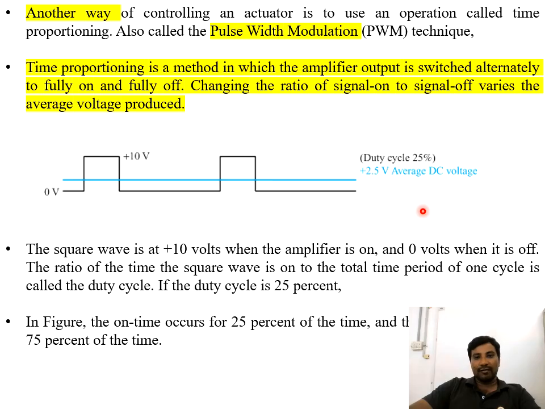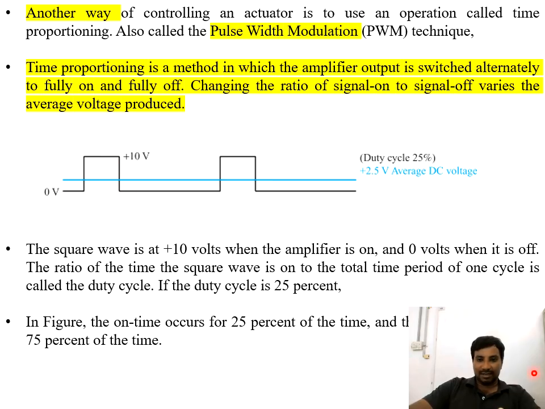Another way of controlling the actuator is to use time proportionality, which is called pulse width modulation. Time proportioning is a method in which the amplifier output is switched alternately on and off. Changing the ratio of signal on to signal off varies the average voltage produced.